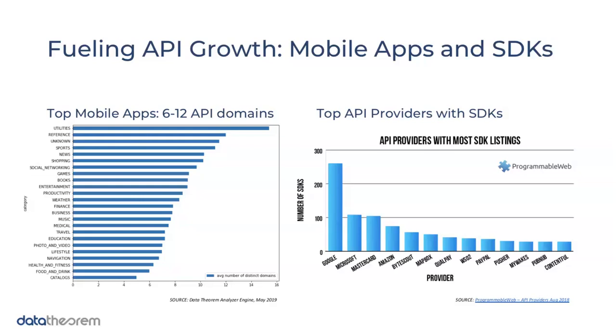And then if we look at another source around who the top providers of these public APIs are, it heavily tracks to SDKs. There's typically a one-to-one relationship between an SDK and a back-end API. And so the explosion of software development, leveraging third-party open source code and things like SDKs, continues to drive fuel to API growth.